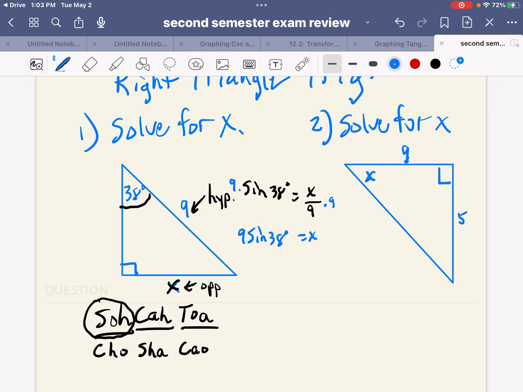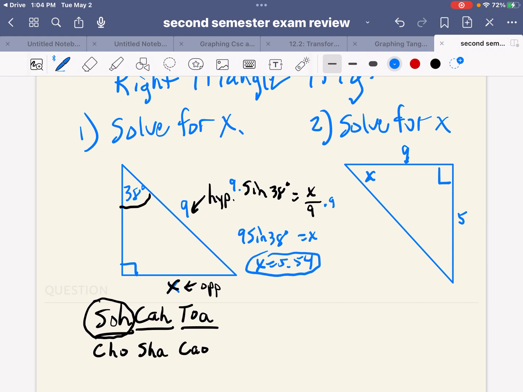But again, if you're going to solve this with a calculator, you need to make sure that your calculator is in degree mode before you go punching buttons. So I'm going to type in 9, and then I'm going to find my sine and 38. And as long as I'm in degree mode, it tells me that x equals approximately 5.54. So that's the measure of that missing side.